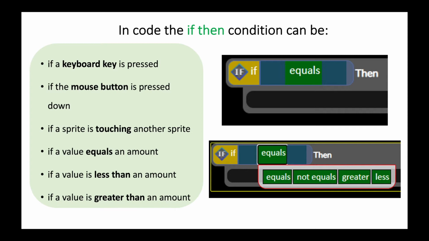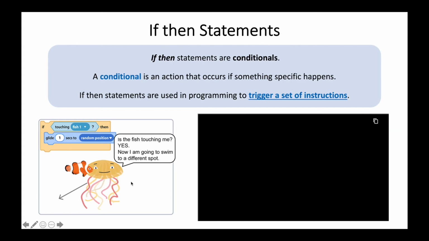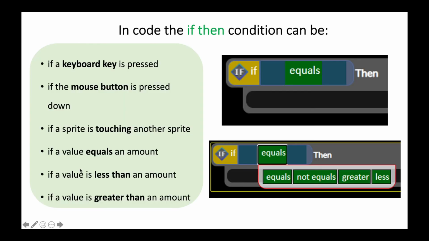So in code, the if-then condition can be if a keyboard key is pressed, so you might press the keyboard to move a character. If the mouse button is pressed, so if you click on something, something else might happen. If a sprite is touching another sprite, so if the jellyfish, for example, is touching the fish, or if a value is equal, less than, or greater than an amount.